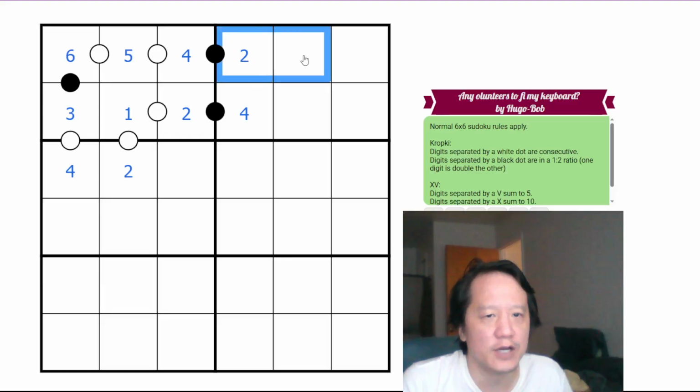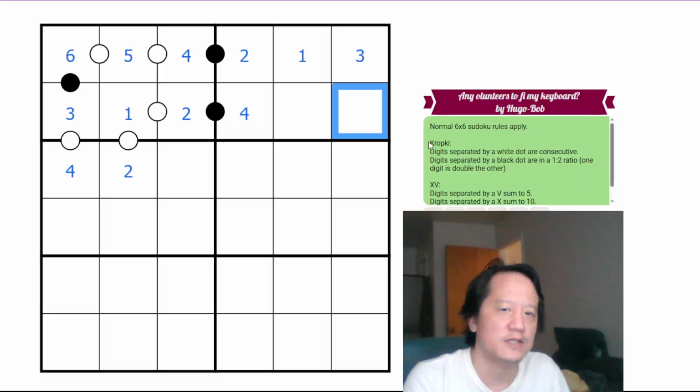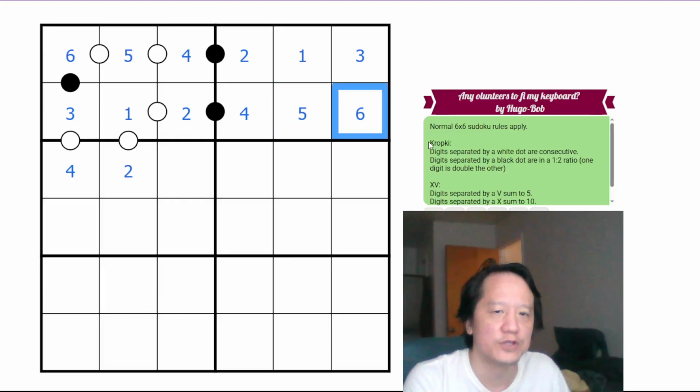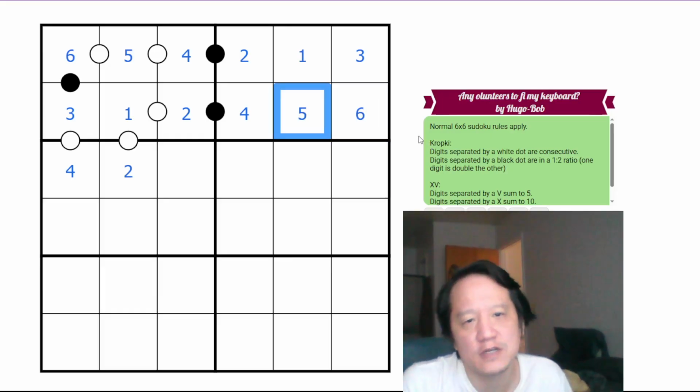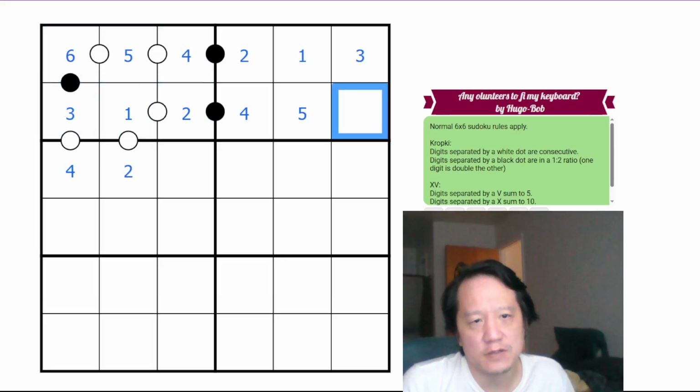3 again could not be consecutive with 2 or next to share an edge with 2 because that adds up to 5 and there's no V there. And since all V's are given, this has to be 1, that's 3. This can't be 4. Sorry, this can't be 6 here because that adds up to 10 with 4. So then this would be 5 and that would be 6. So this is all possible. So let's look at the other possibilities then. Okay.